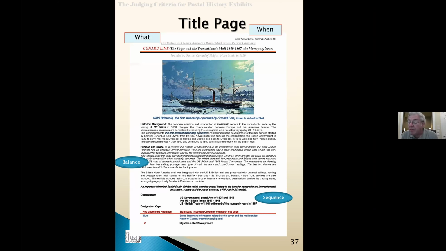Here's the title page. The exhibit starts in 1840 and ends in 1876. These are the years that Cunard had a monopoly on carrying mail from England to North America. It's transatlantic mail between Europe and North America. It's organized by postal acts and treaties. The balance, the purpose and scope document the Cunard effort to keep the steam vessels on schedule.